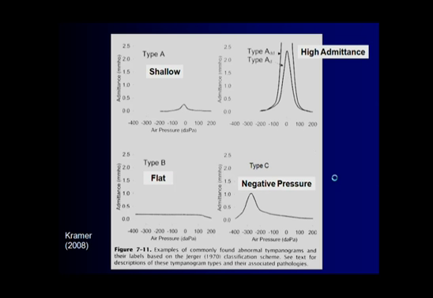And then off to the right we have a couple of type A's. You have a type A sub D and a type A sub double D, and that's related to tympanograms with high admittance. So these are the different types of tympanograms that you can see. And then also you can see a normal tympanogram.